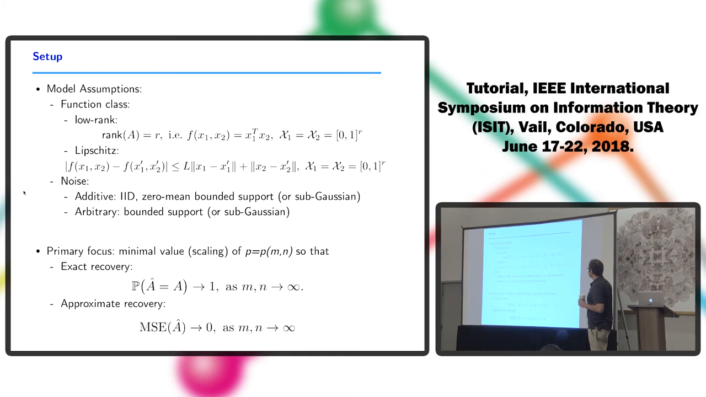And again, primary focus would be roughly two types of things: either approximate recovery, that is, find the minimal scaling of the number of observations that I need, or the fraction of observations that I need to know, so that my mean squared error goes to zero as m, n scale, or with high enough probability, I recover the underlying matrix exactly. Okay? All right, so just remember this 2 by 2 by 2.